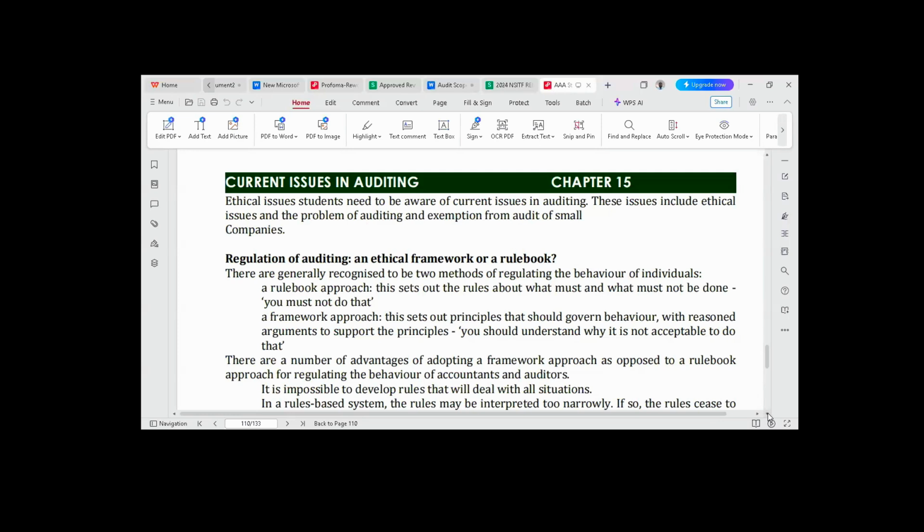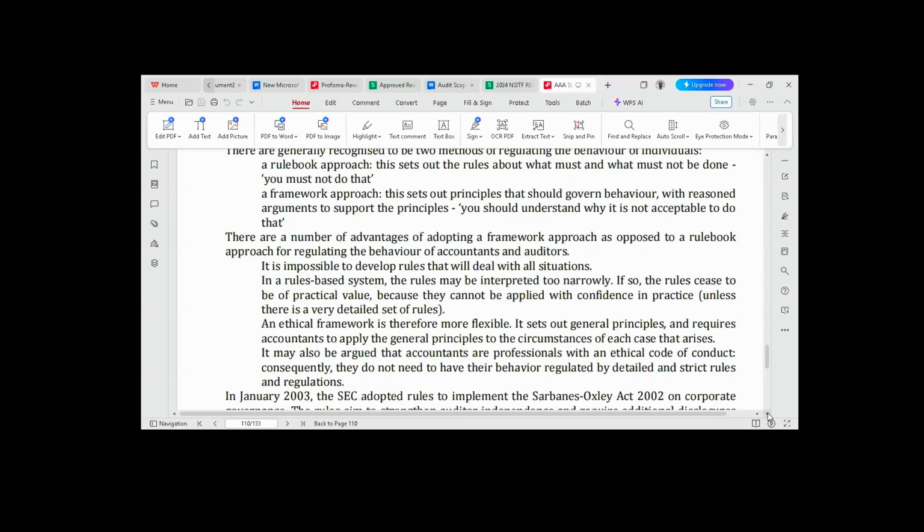And those are the fundamental principles that we discussed in chapter 3 under the rules of professional conduct: integrity, objectivity, confidentiality, professional behavior, technical competence and due care, independence, conflict of interest. Those are the ones that we discussed. Those are the principles they are talking about here, okay? So that is the reason why they have adopted it.